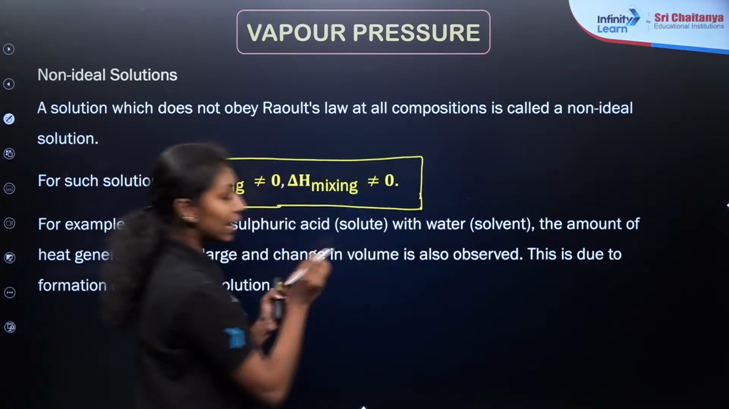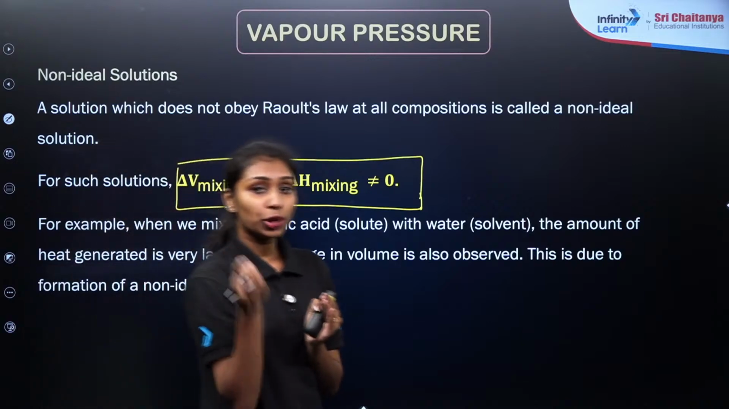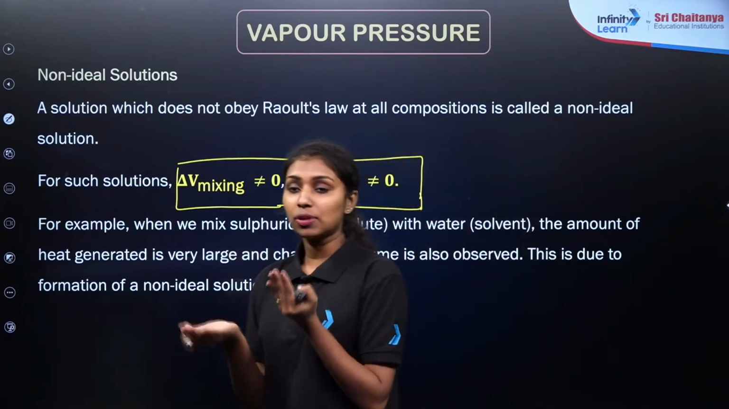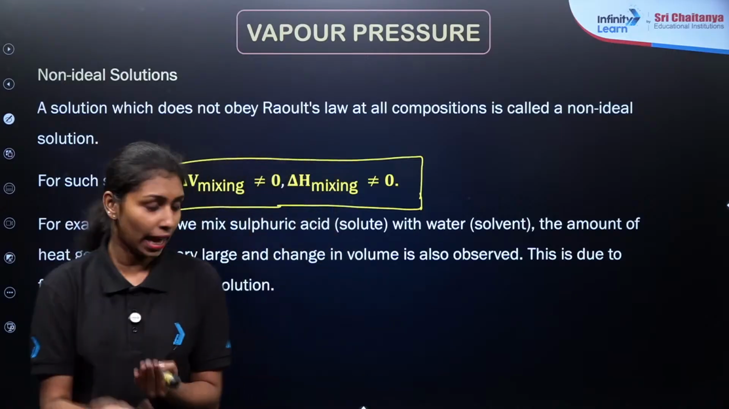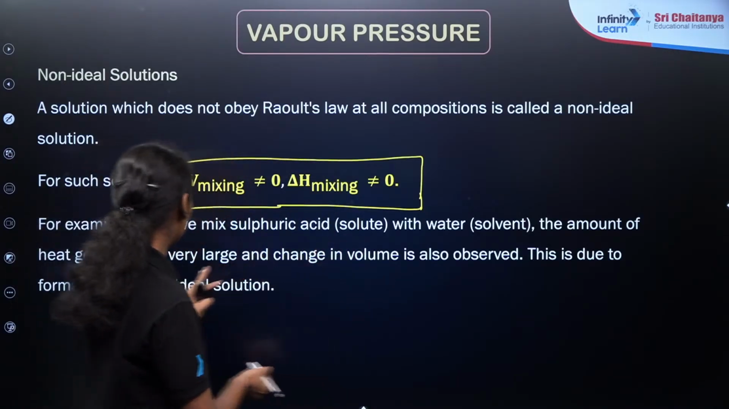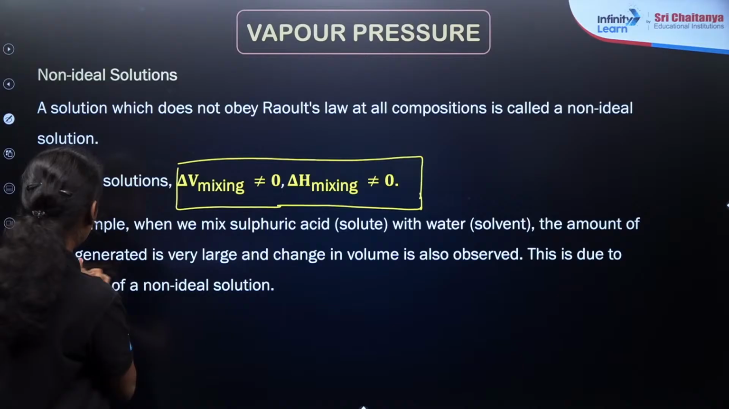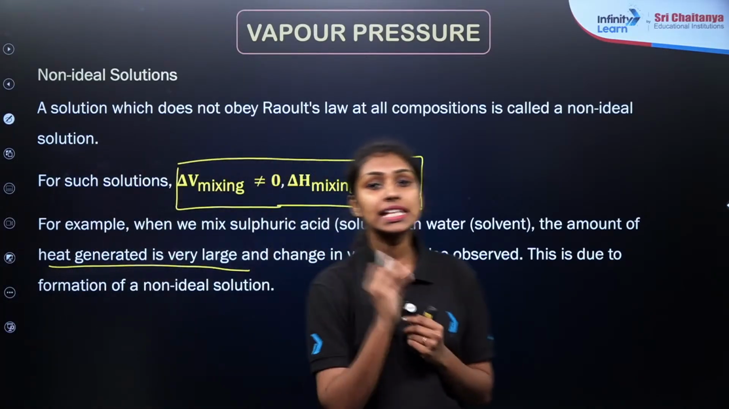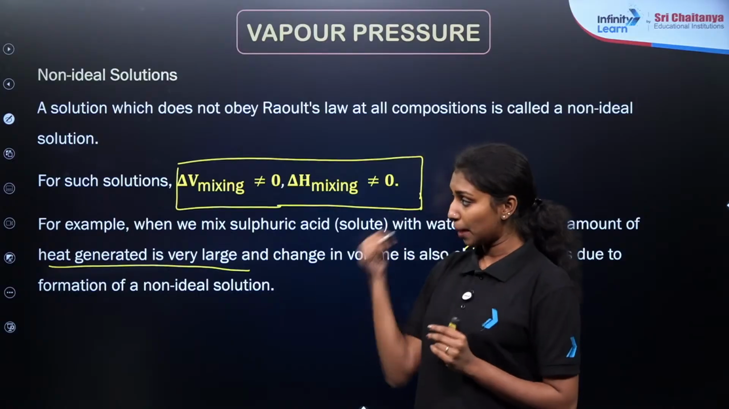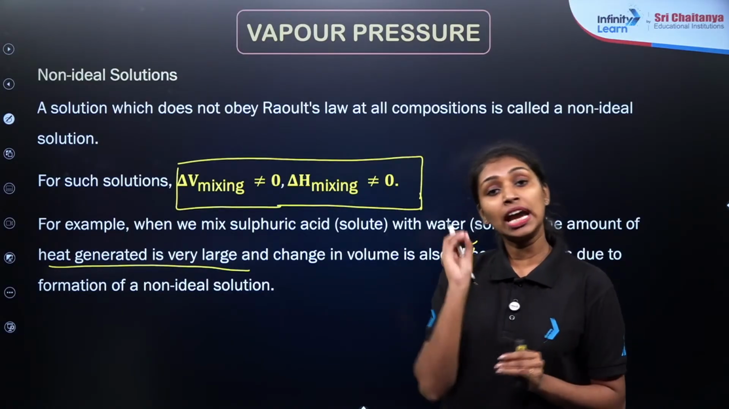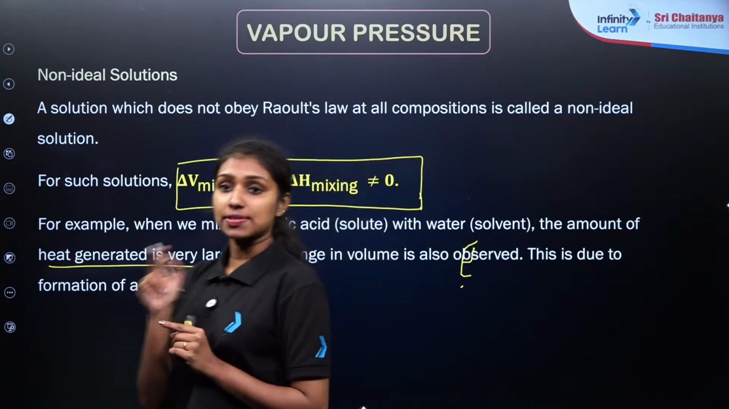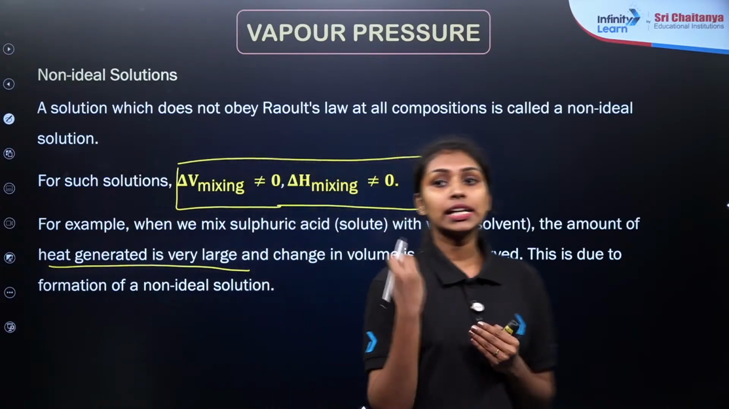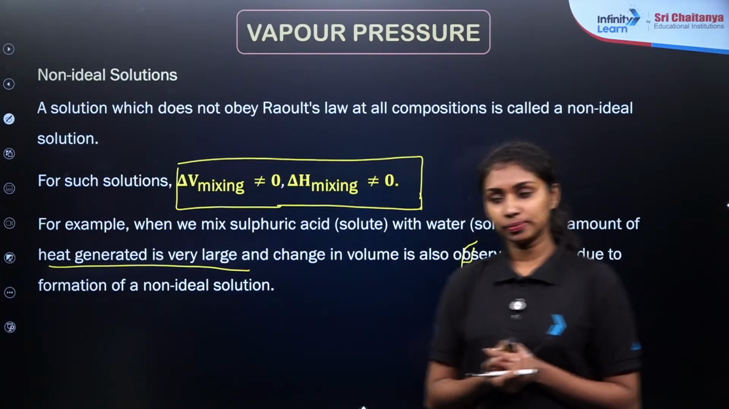Let us take an example here. If you add a small amount of sulfuric acid to water, what you observe is that heat is formed, because acid plus water is an exothermic reaction. A very large amount of heat is forming here. And if you talk about the volume, there will be a change in volume, which means it is a type of non-ideal solution in which delta H mixing is not equal to 0 as well as delta V mixing is not equal to 0. Is that clear? That will be the condition for non-ideal solutions.